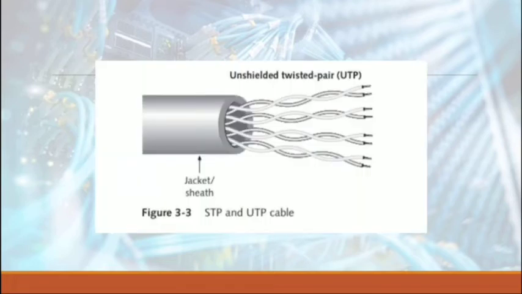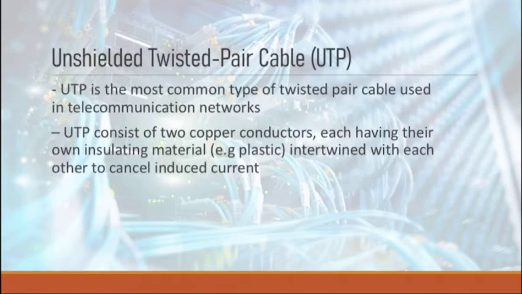The first category of twisted pair is the unshielded twisted pair. So this is what unshielded twisted pair looks like. UTP is the most common type of twisted pair cable used in telecommunication networks. Also, UTP consists of two copper conductors, each having their own insulating material like plastic, intertwined with each other to cancel induced current.